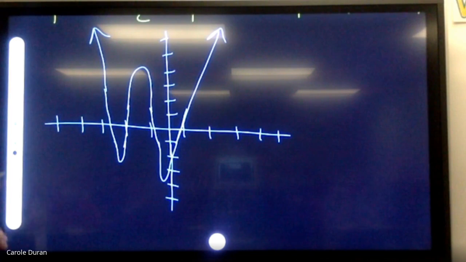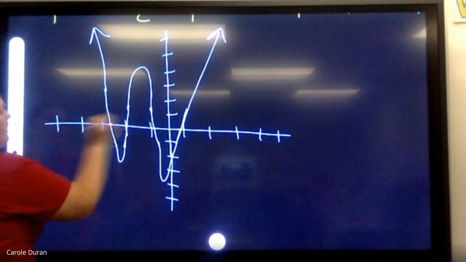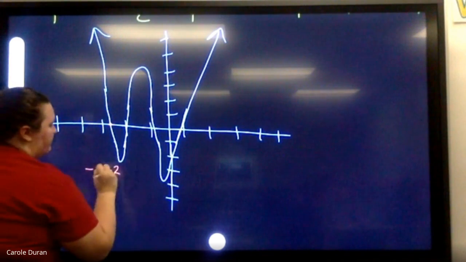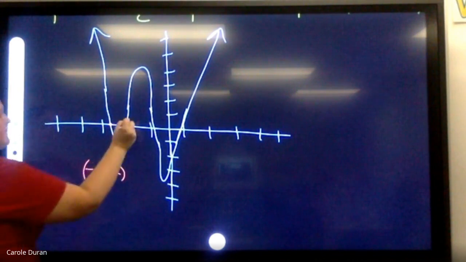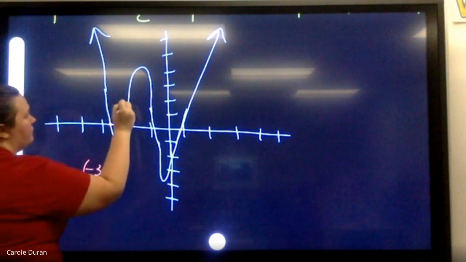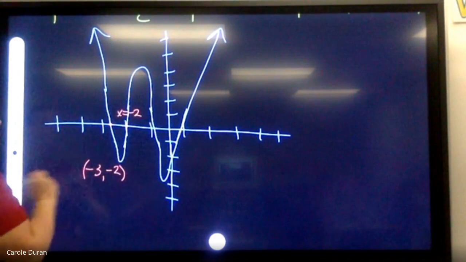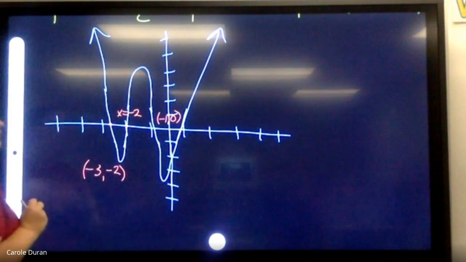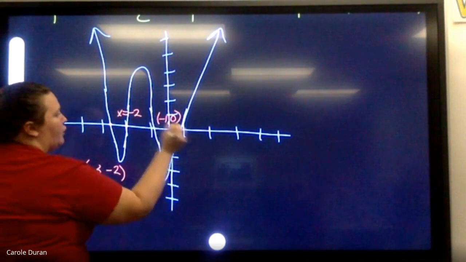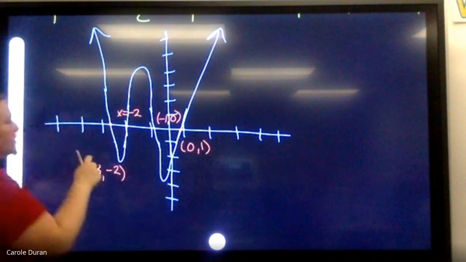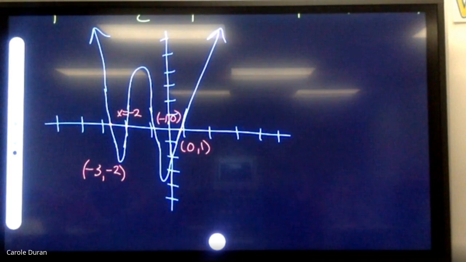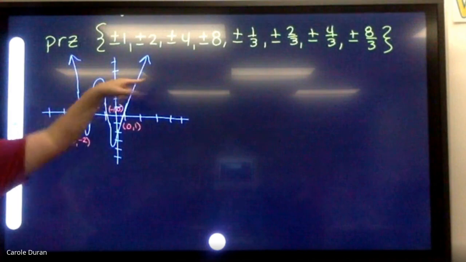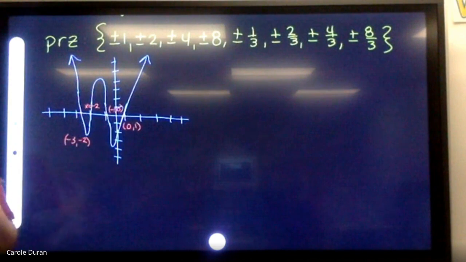If we notice, we have a section of the graph that crosses between -3 and -2. I also have a section of the graph that crosses at -2. And I have a section of the graph that crosses between -1 and 0. And then I also have a section of the graph that crosses between 0 and 1. So using these intervals, I can find values from my list that fall within these intervals, and I can test them using synthetic division. So it gives us a direction.